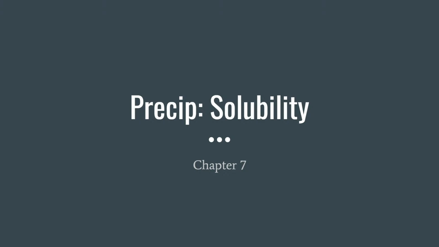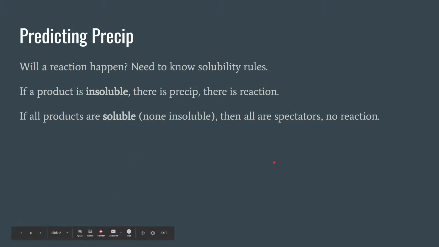In precipitation, we're talking about solubility. All right, solubility rules. So, will a reaction happen? Because you could take two soluble salts, mix them together, and they just stick around in solution. There's no reaction there. The only way there's a reaction is if you have at least one insoluble product. If all your products are soluble, then they're all spectators. Okay, nothing happens. There's no reaction.